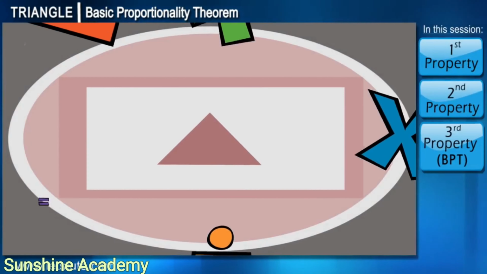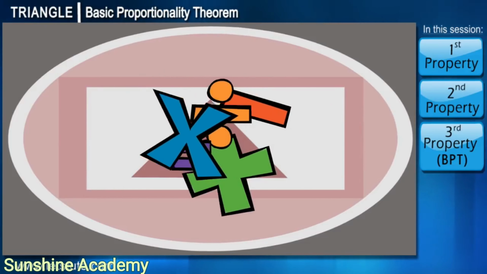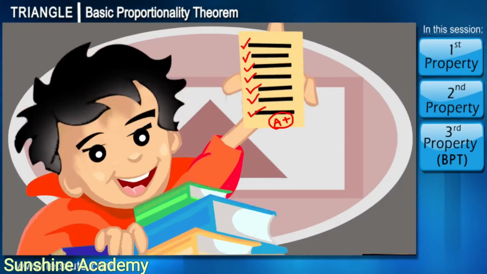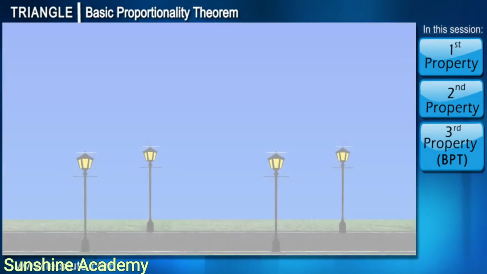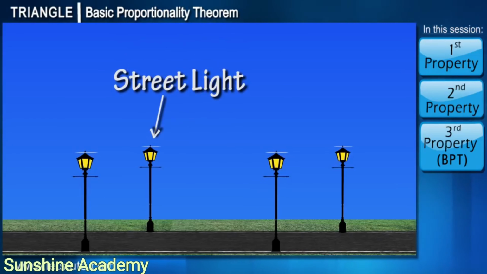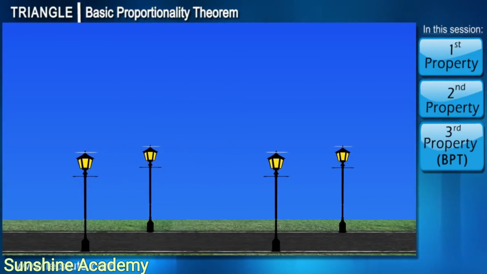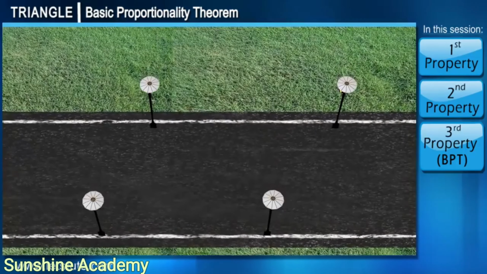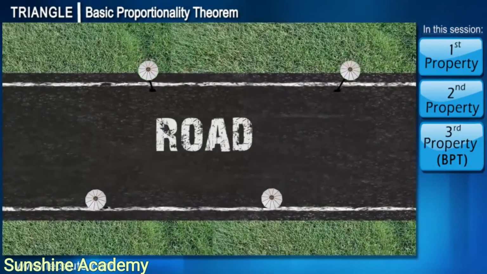Friends, in this session we are going to see how a mathematical concept makes things easy, less time consuming and accurate. Here you can see a road, and on both the sides of the road there are street lights. So using this situation, let's see what we come up with. Consider there are two poles on both the sides of this road.